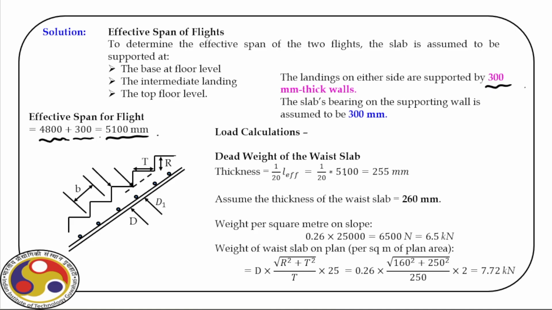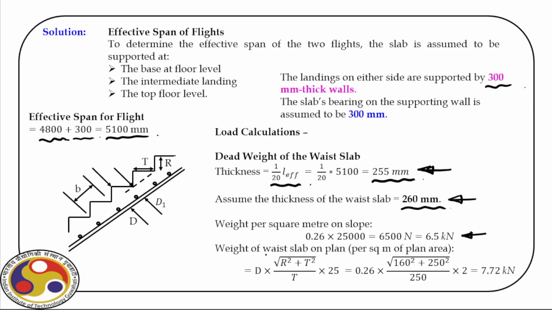Then the thickness of the waist slab. Normally we provide L effective by 20 from the serviceability criteria. So our thickness comes to 250 millimeter. So let us provide a 260 millimeter thick slab for this stair. The weight per square meter, you can find out, is 0.26 times 1 times 25 kilonewton per meter cube. So effectively it is 6.5 kilonewton per meter, right?